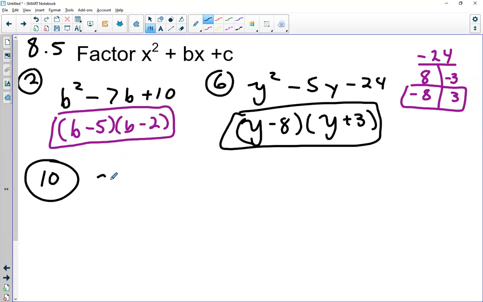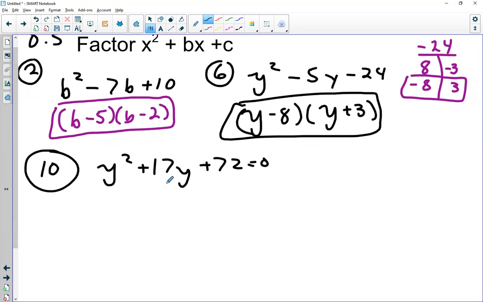Number 10, y squared plus 17y plus 72 equals 0. This equals 0, which means I'm going to first break it down in parentheses. Things that multiply to 72 and add to 17: y plus 8, y plus 9. I've practiced a lot of this and I'm good at it. You guys practice it more, you get better at it.